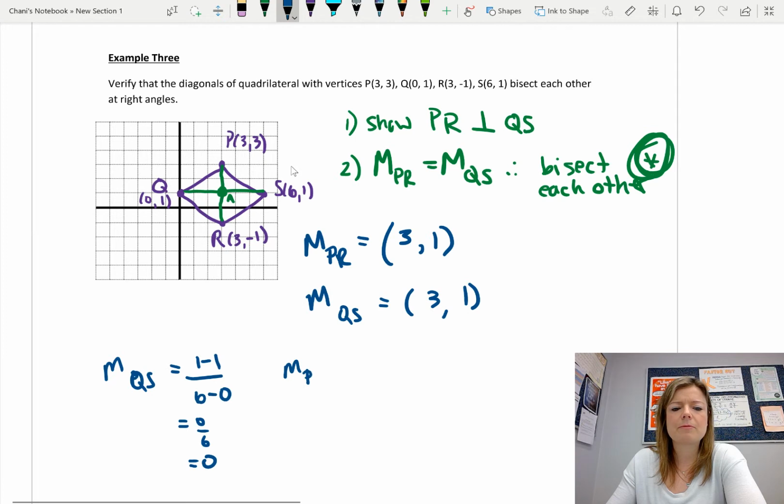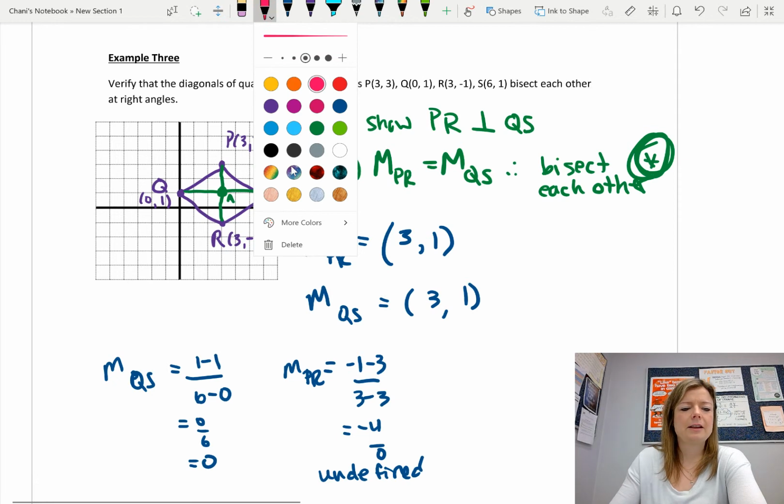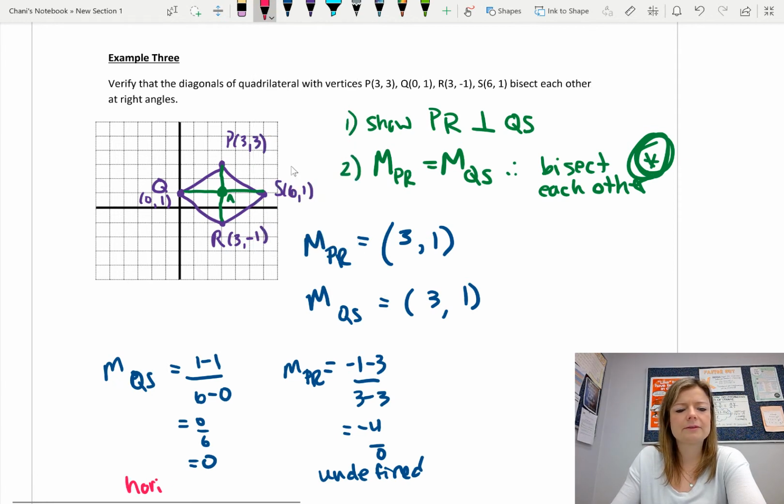Now, what happens with the slope of PR? This confuses some students. So you get your negative 1 minus 3, and then 3 over 3 minus 3. So negative 4 over 0, which means it's undefined. Okay, if you do that in your calculator, you'll get an error. So how does this show that they are perpendicular? Well, a slope of 0 means that you have a horizontal line, and an undefined slope means that you have a vertical line. And we know that horizontal and vertical lines have to be perpendicular.